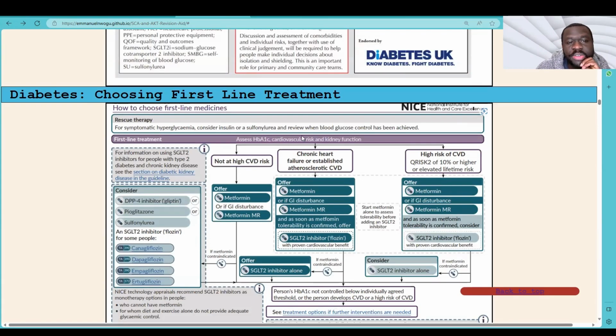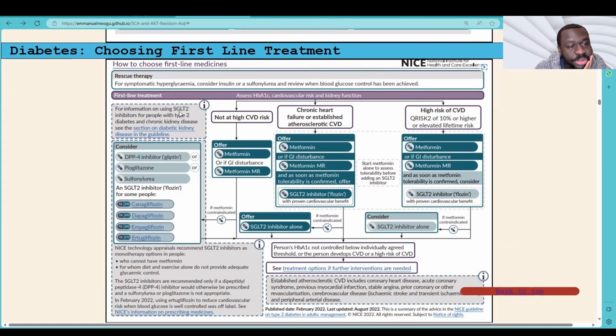Okay, so choosing the first line treatment in diabetes. So obviously, how to choose first line medications. Rescue therapy for symptomatic hyperglycemia: consider insulin or sulfonylurea and review when blood glucose control has been achieved. For information on using SGLT2 inhibitors, assess HbA1c, cardiovascular risk, and kidney function.